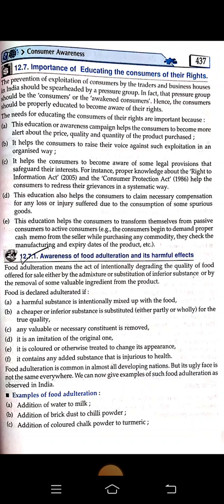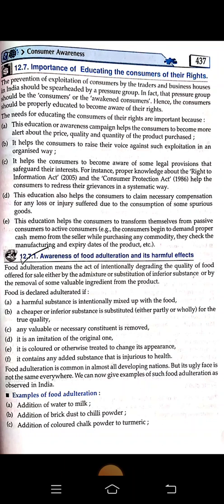Food is declared adulterated if a harmful substance is intentionally mixed with the food. Two, if cheaper or inferior substances are substituted either partly or wholly for the true quality. Next, number three, if any valuable or necessary constituent, or you can say any item, is removed. It is an imitation of the original one. It is colored or otherwise treated to change its appearance. It contains added substances that are injurious to health.